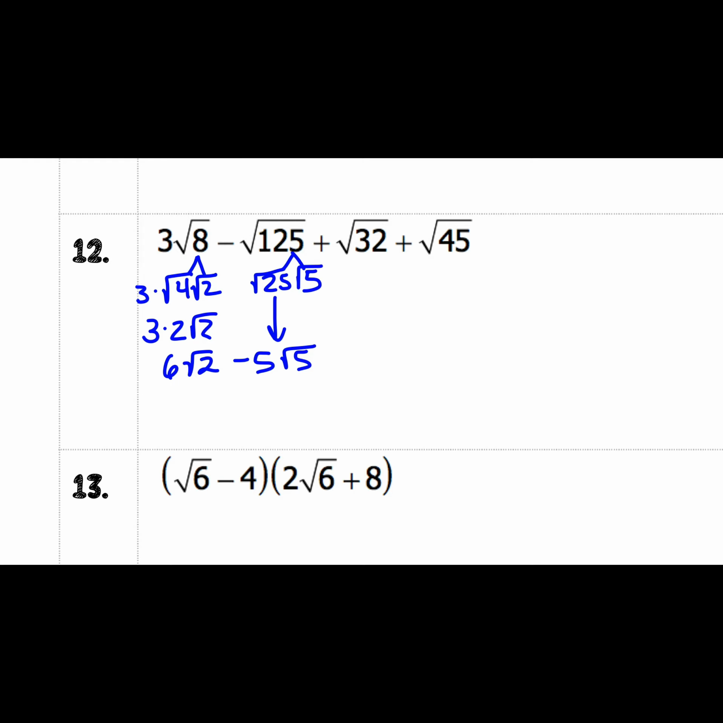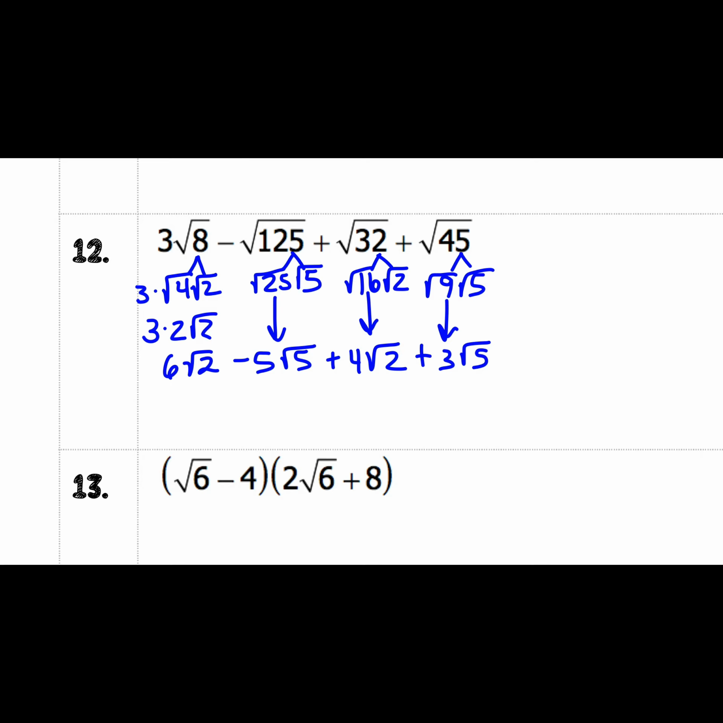And then the next part we have is 32, which we already know is 16 times 2. And we take the square root of 16, the square root of 2. We know the square root of 16 is 4, so this becomes plus 4 square root of 2. And our last one is 45, which is 9 times 5. We take the square root of 9 and the square root of 5. The square root of 9 gives us 3, so we're left with 3 square root of 5.